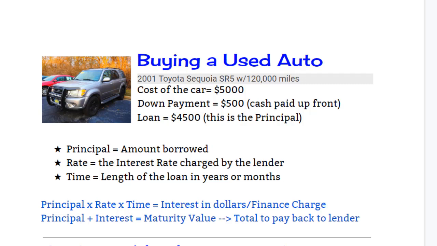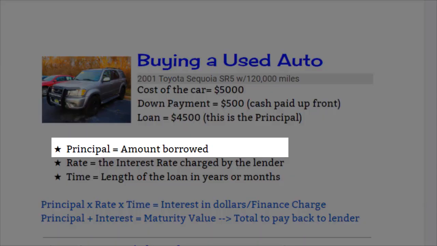The cost of the car is $5,000. Now I've saved up $500, which means I'm going to pay that up front. So I'm only borrowing $4,500, and that's called your principal. So let's look at my three definitions here. The principal is how much you're going to borrow.